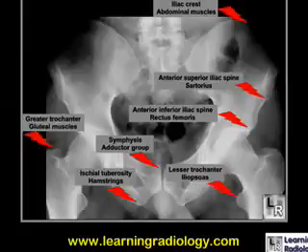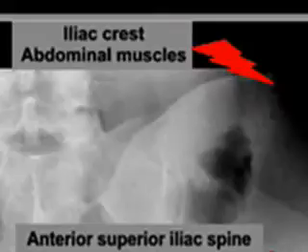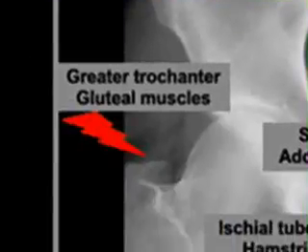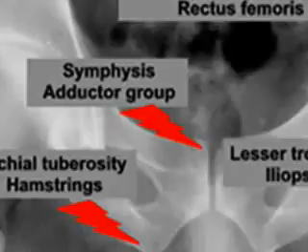This is a graphic from LearningRadiology.com, which indicates all of the fractures we've just spoken about and the muscles which insert, along with some which we haven't discussed, such as fractures of the iliac crest, where the abdominal muscles insert, fractures of the greater trochanter, where the gluteal muscles insert, and fractures of the symphysis, where the adductor group of muscles inserts.